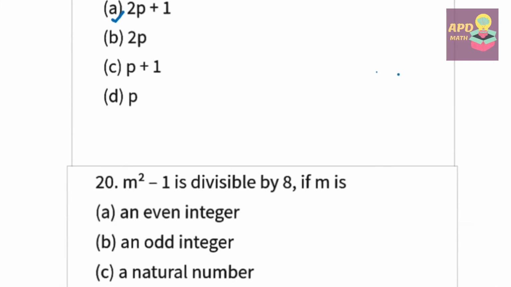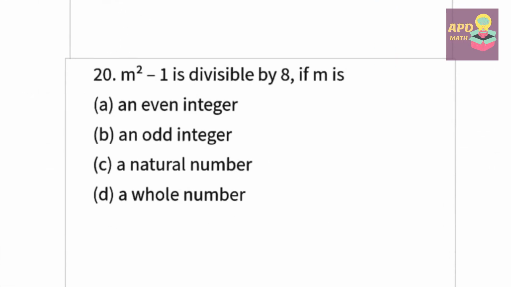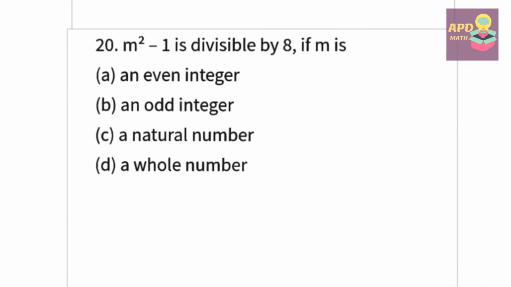Now the next one, 20th question. m square minus 1 is divisible by 8 if m is an even integer, an odd integer, a natural number, or a whole number. Four options are there. If m is an even integer, what will happen? First option is even integer.